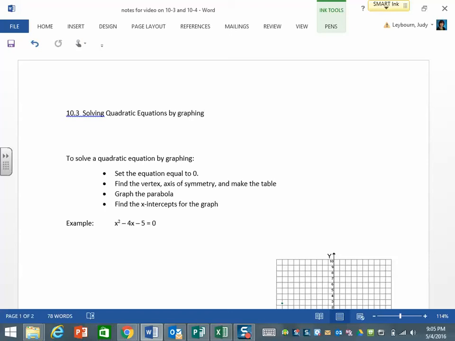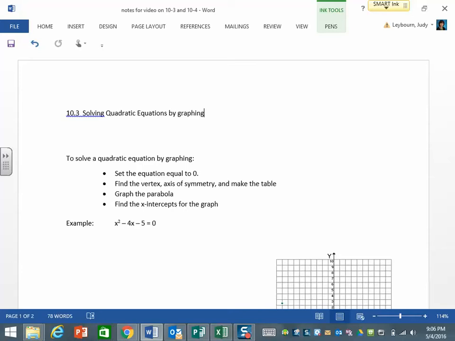10.3 talks about other ways to solve quadratic equations. So far, in the last chapter, we talked about graphing, and we talked about factoring the polynomial and then using the zero product property and finding the zeros of the function, or using the zero product property, finding the values for x.